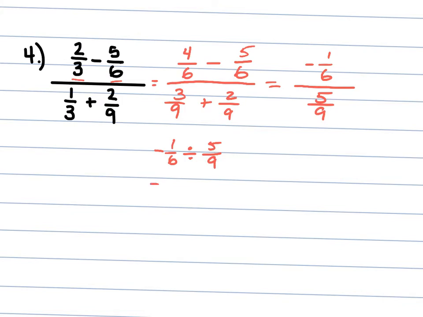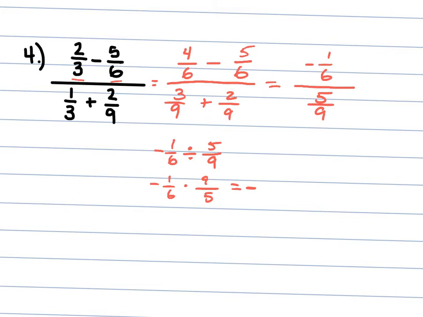Okay, keep change flip. Negative 1/6 times 9 over 5. Do we already know whether the answer is going to be positive or negative? Yes. We already know it's going to be negative. So let's just write that right now so that we don't get confused with that negative in there. We already know the answer is going to be negative, so let's just deal with that right now. It's a negative times a positive. This answer is definitely going to be negative.